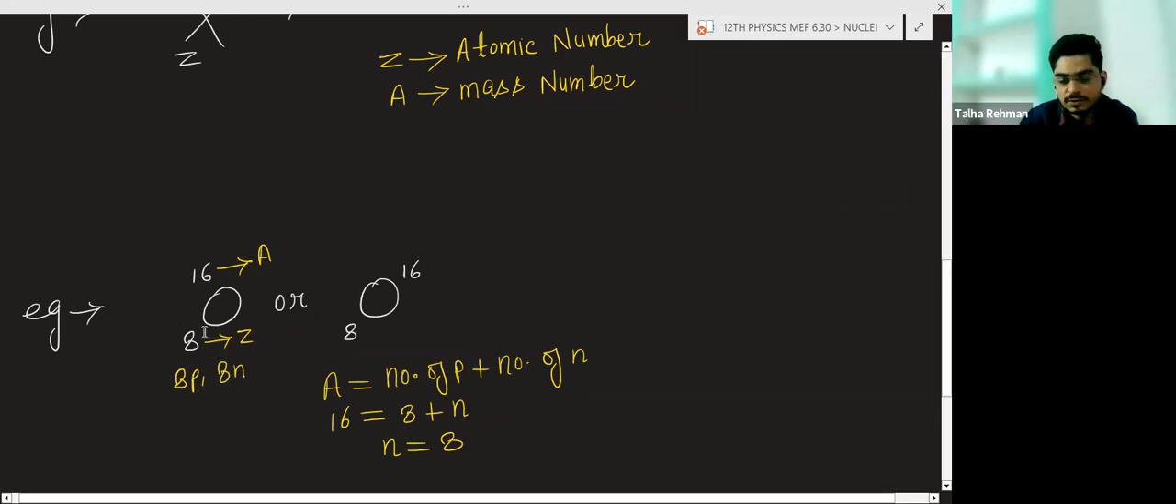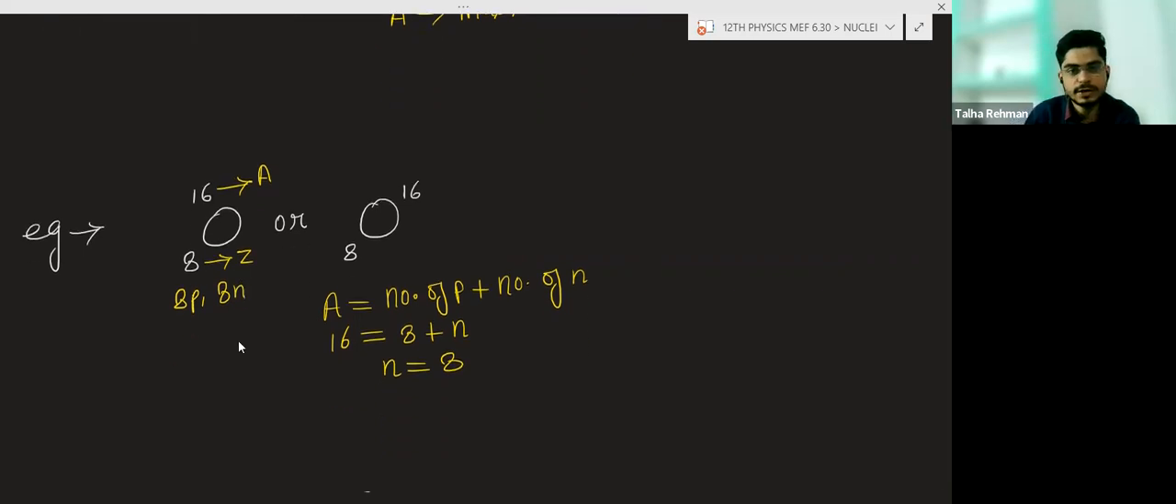16 minus 8. If you want to find the number of neutrons, then simply subtract 8 from the 16. Subtract A minus Z, and you will get the number of neutrons. So here you can write, number of neutrons is given by A minus Z. A is the mass number, Z is the atomic number.